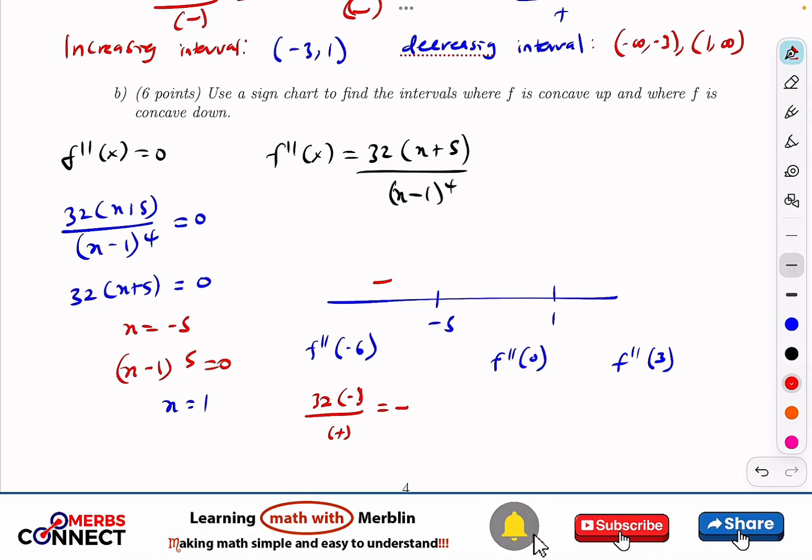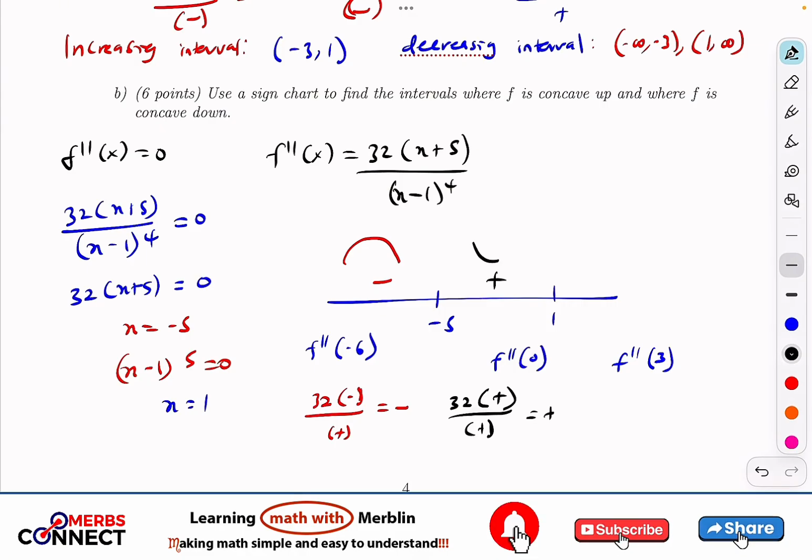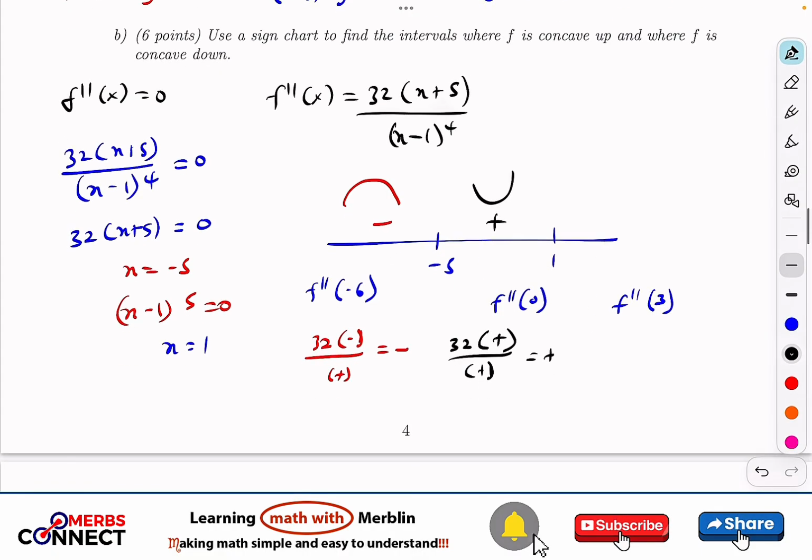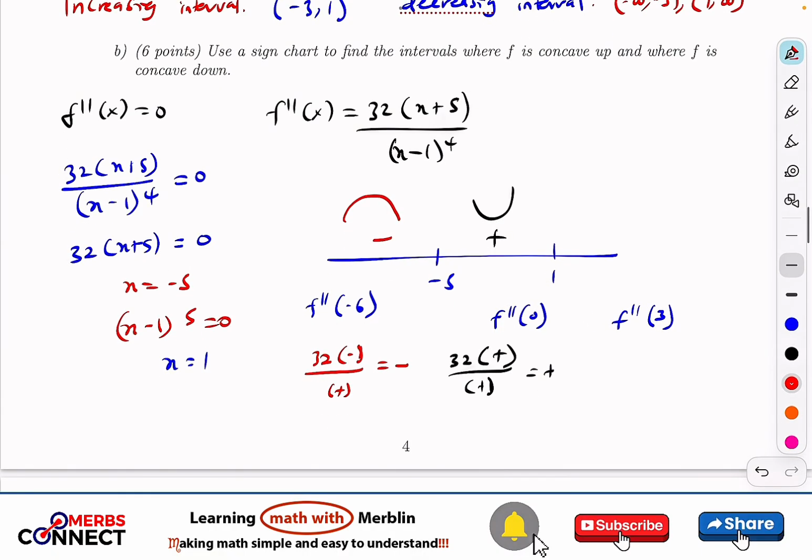And when it is minus, we have concave down. Let's plug in 0. 32 times 0 on the top is going to give us positive. And then, as we said, the denominator is always positive because of the power 4. So this is going to be positive. And when it is positive, we have concave up. And then let's check when it is 3. So when it is 3, we have 32 positive, and this one too positive, which is positive. So another positive, and we have concave up.